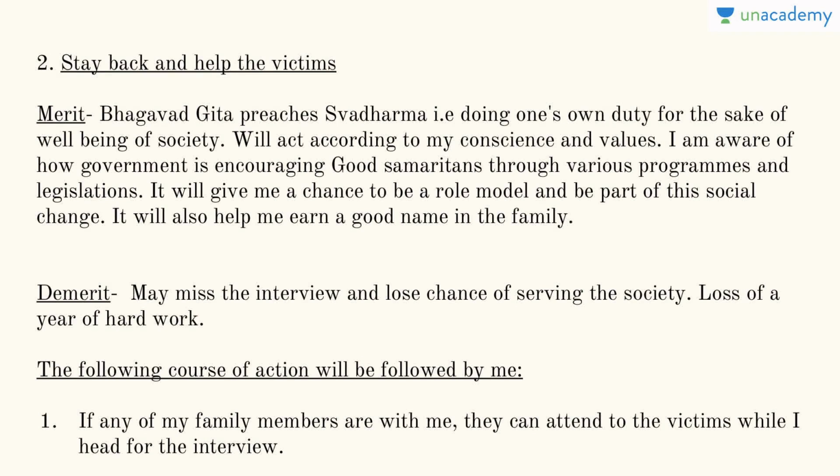The Bhagavad Gita preaches Swadharma, that is, doing one's own duty for the sake of the well-being of society. So obviously I'll act according to my conscience and values. I am aware of how the government is encouraging good Samaritans through various programs and legislation, and it will give me a chance to be a role model and be part of this social change. It will also help me earn a good name in the family. But the demerit is I may miss the interview and lose the chance of serving society, and I can suffer the loss of a year of hard work.